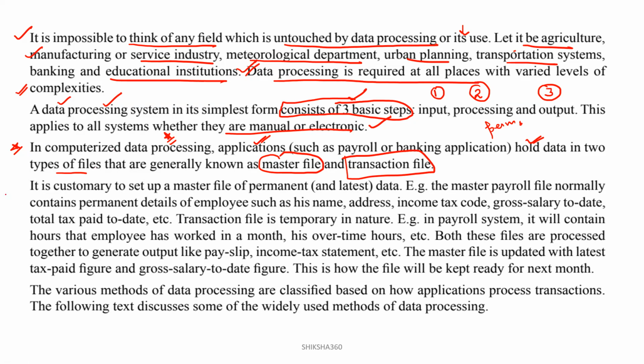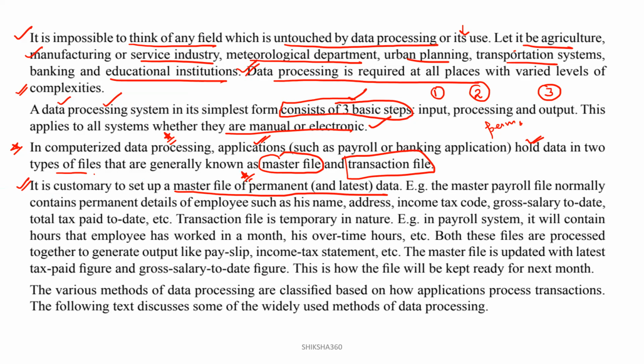So what is a master file here? It is customary to set up a master file of permanent and the latest data. For example, the master payroll file normally contains permanent details of the employee such as name, address, income tax code, gross salary to date, total tax paid to date, etc. All these are covered under the permanent details of the employee.